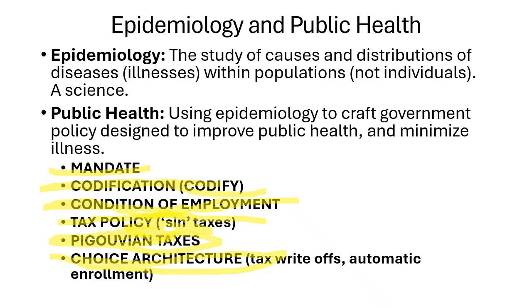Many government policies regarding health are based on choice architecture, creating an environment that makes it easier for people to do the right thing and harder for them to do the wrong thing, but without actually telling them what they can and can't do.